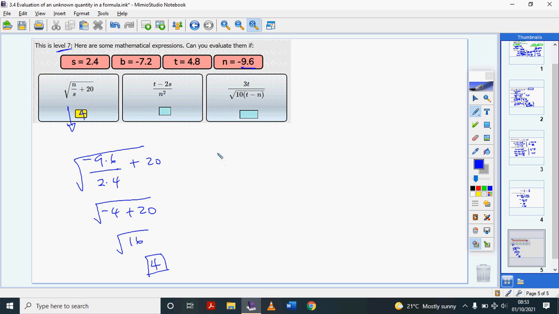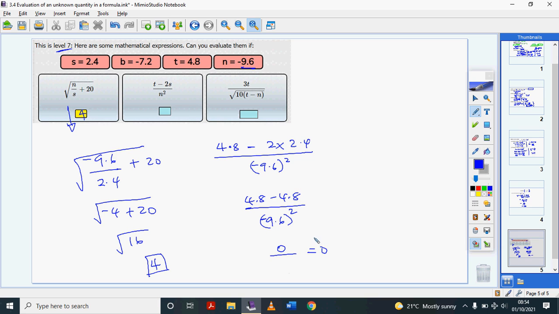The second one is t minus 2s. You know that t is 4.8 minus 2 times s, and s is 2.4, right? All divided by n squared, and n is negative 9.6 squared. I know it looks scary, but just substitute for what you're given. So 4.8 and 2 times 2.4 is also 4.8. So 4.8 minus 4.8 gives you a 0 divided by 9.6 squared, right? And 0 divided by anything is 0. So your answer there would be equal to 0.